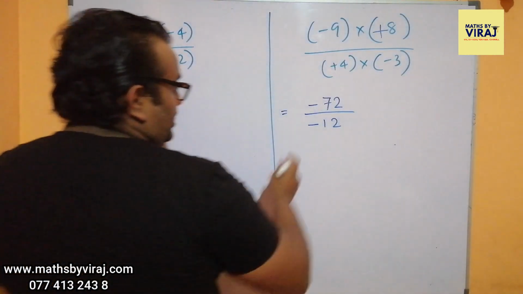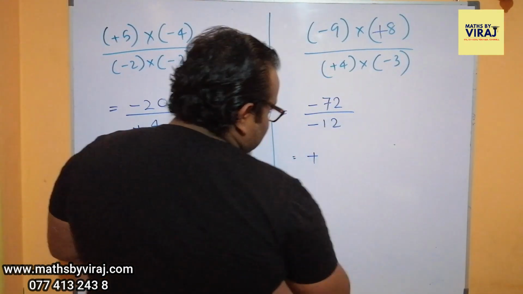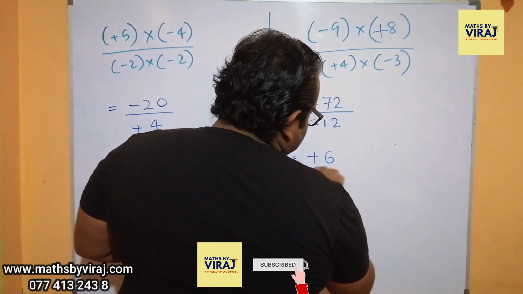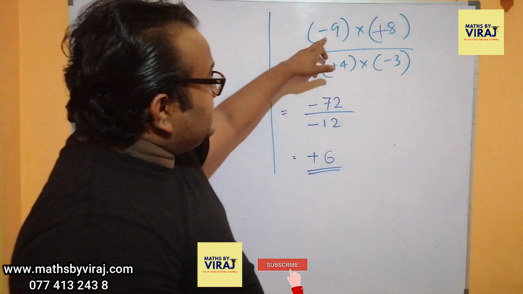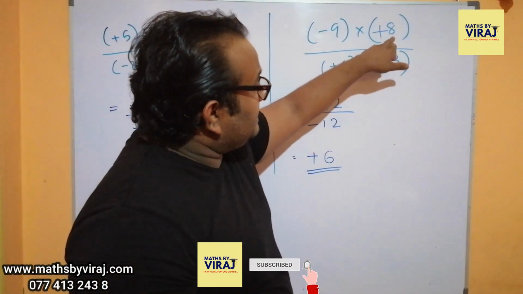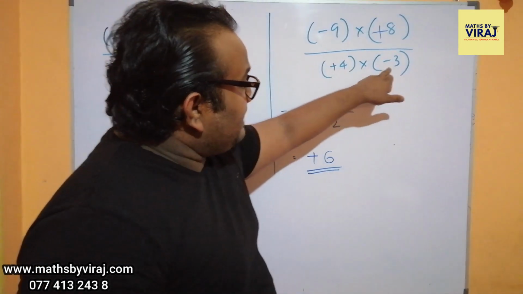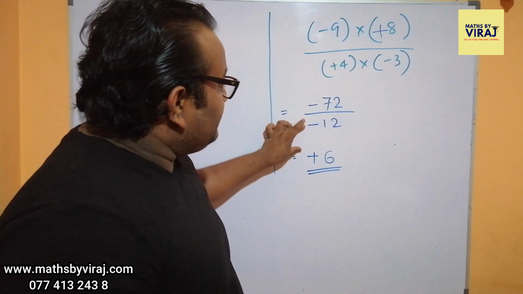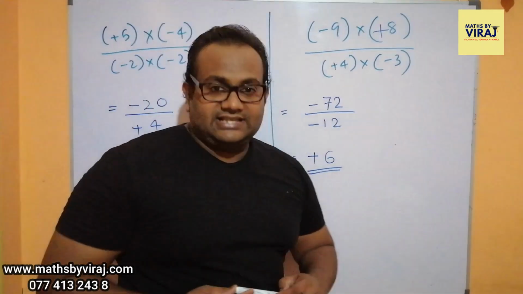Therefore, when minus is divided by minus, the answer is plus. 72 divided by 12, the answer is 6. Therefore, minus 9 multiplied by plus 8 divided by plus 4 multiplied by minus 3, the answer is minus 72 divided by minus 12, giving us the answer of plus 6.